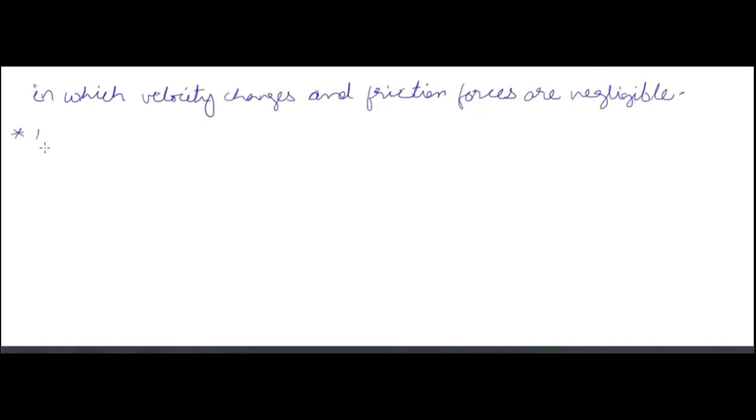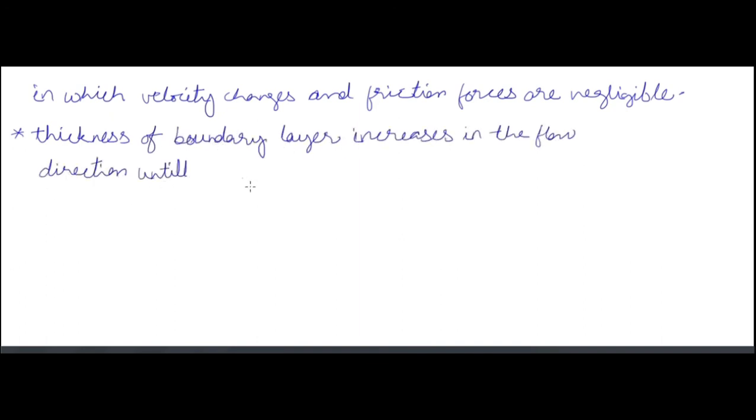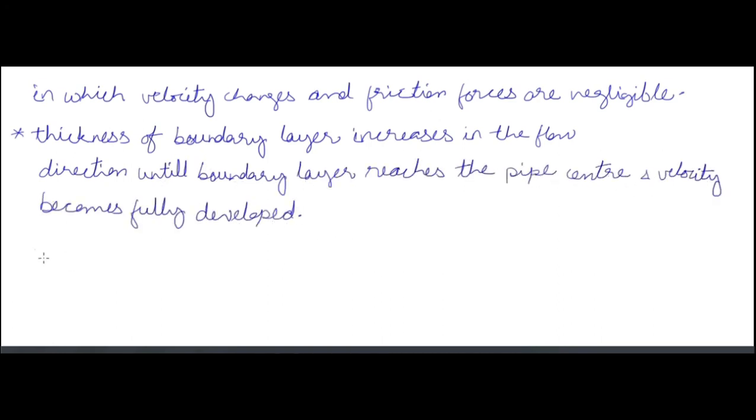Now thickness of boundary layer increases in the flow direction until the boundary layer reaches the pipe center and velocity becomes fully developed. So velocity gradient becomes zero at the center, when the velocity becomes the center line velocity, and at that point the y value that we get is the thickness of the boundary layer.